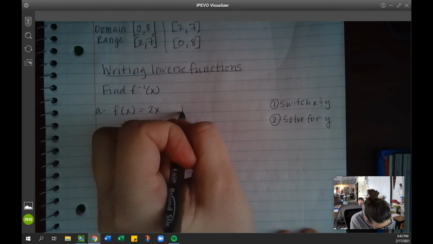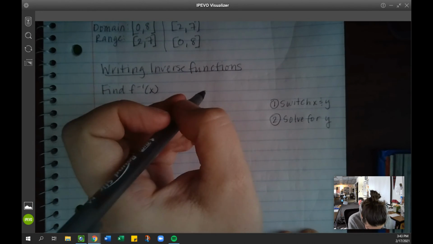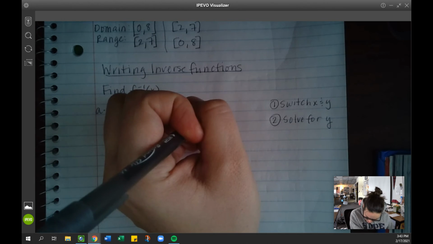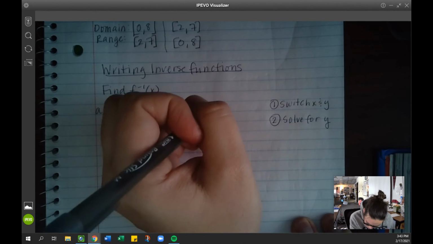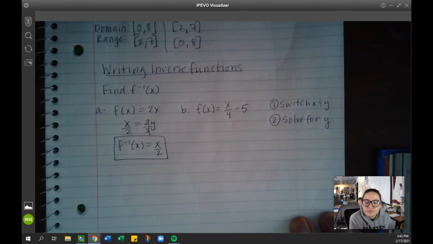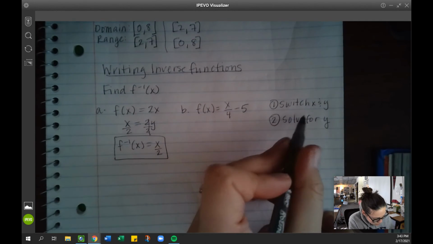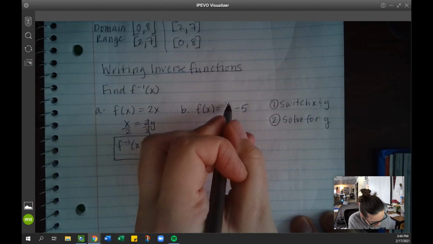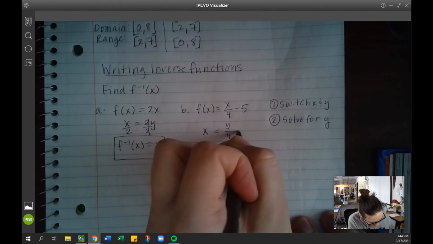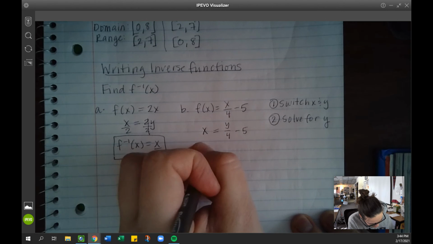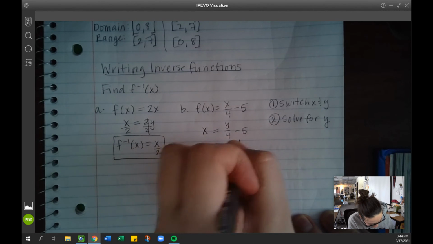All right, let's try another one. f of x equals x over 4 minus 5. All right, first step is we switch x and y. So remember, f of x is really y. So I'm just going to put x there. And then where there's x, I'm going to put y. To solve for y, I'm going to add 5 to both sides. So I have x plus 5 equals y over 4.